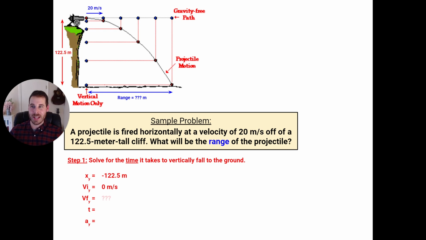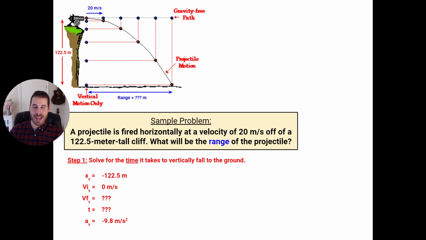What about the final velocity? Well, we don't know the impact velocity when it hits the ground, so I don't know that information. We also don't know time. That's what I'm going to try to solve for. And we do know that the acceleration due to gravity is negative 9.81. Now in this case, to match up with a diagram I'm going to show you later, I'm shortening that a little bit to just negative 9.8. Doesn't matter which one you use, they're pretty close.